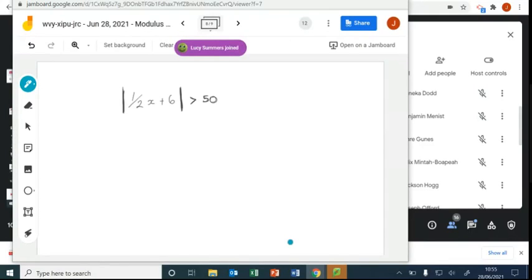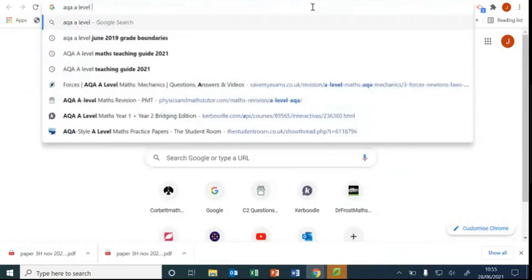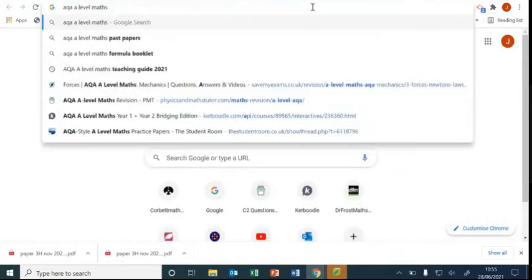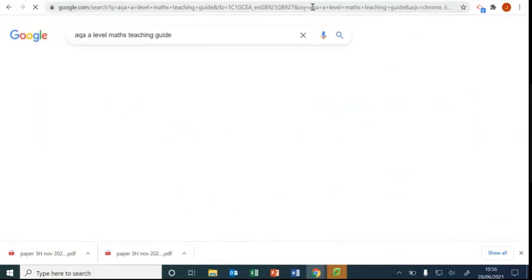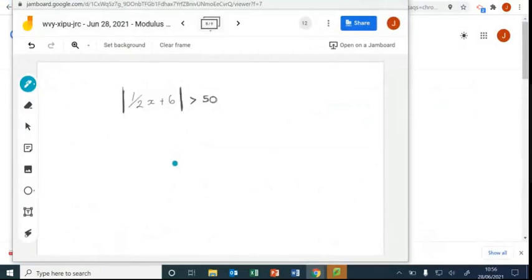A half x plus 6 is greater than 50. The modulus of a half x plus 6 is greater than 50. I don't mind doing this question. Okay, so first of all, I split it into the 2 different inequalities like we did with the other one. So I said a half x plus 6 is greater than 50, and then a half x plus 6 is less than minus 50. And then I worked out the left side, so it was 1/2 x is greater than 44, and then x is greater than 88.